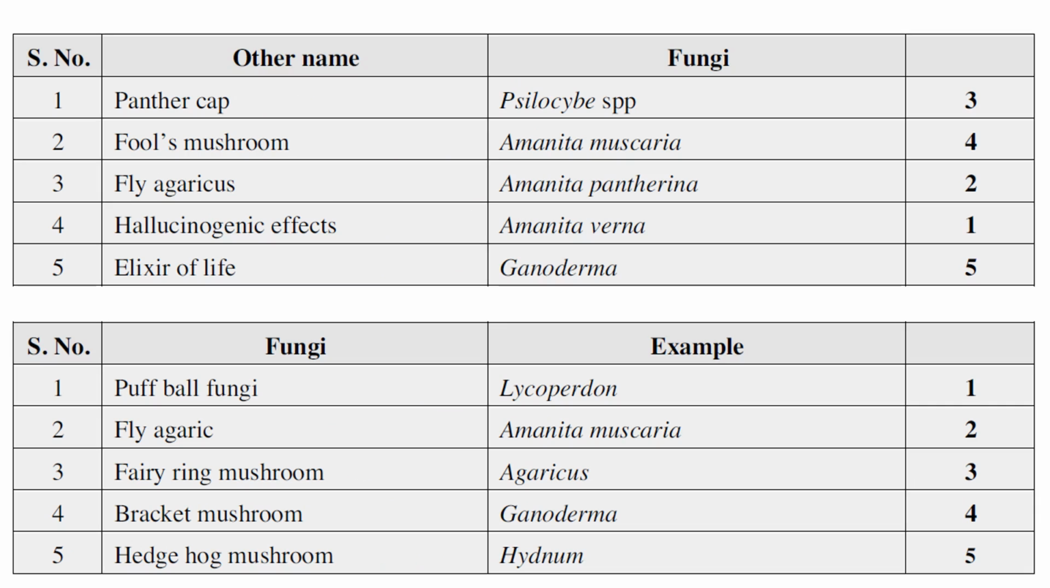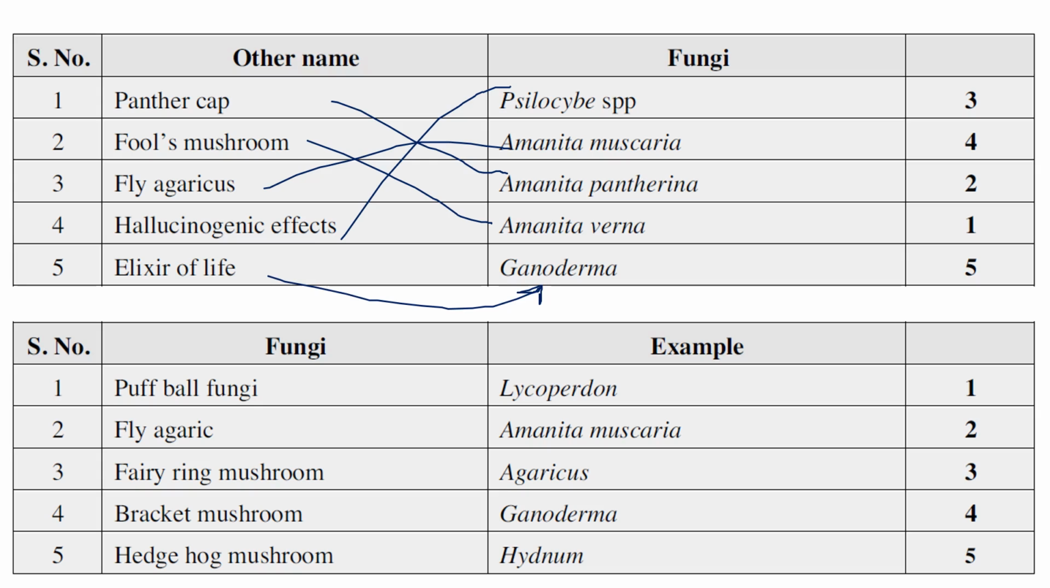So panther cap, which mushroom is considered a panther cap? Amanita pantherina. Fool's mushroom, Amanita verna. Fly agaricus, Amanita muscaria. Hallucinogenic effects can be observed in Psilocybe species, Psilocybe mexicana, Psilocybe semilanceata. Two mushrooms are there where we can see hallucinogenic effects. Elixir of life is generally called Ganoderma lucidum, or we can also call it king gano.